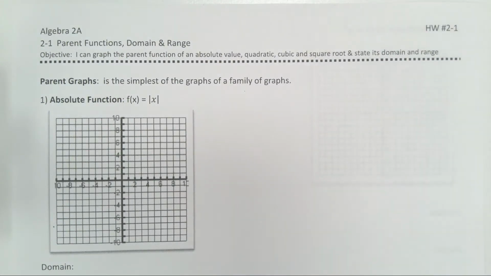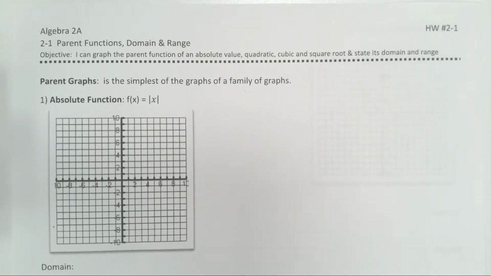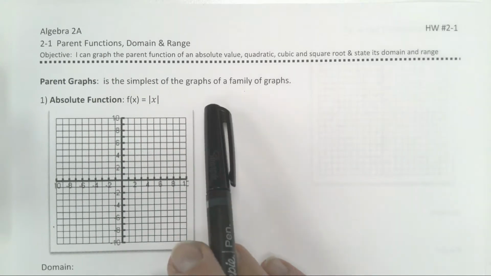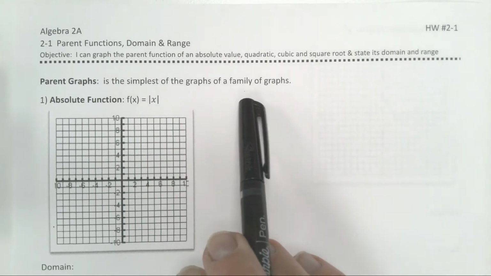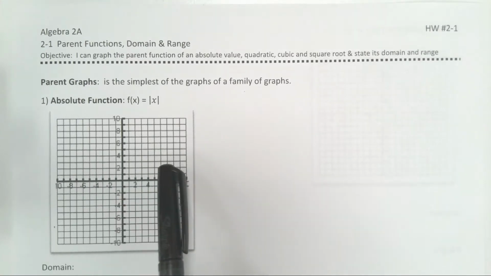Hey, Algebra 2, we're going to learn about 4 different parent graphs. The first one that we're going to start with is absolute value. So a parent graph is the simplest graph of a family of functions. And then later on, we're going to start transforming them.